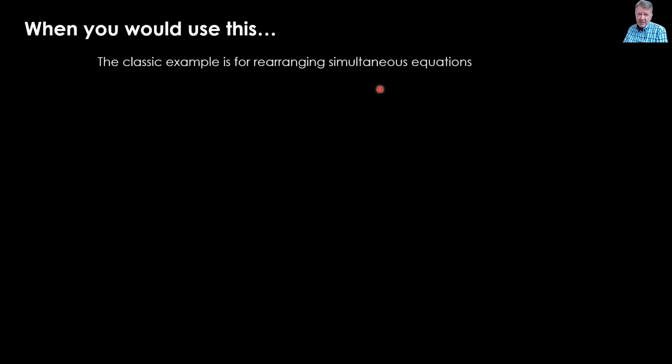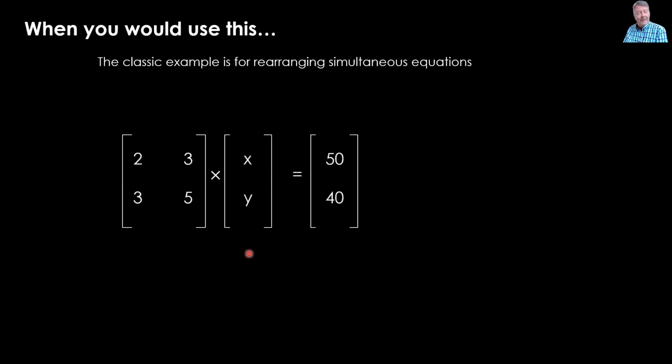Do you remember simultaneous equations? Here's one. That's a pair of simultaneous equations. A pair of equations we need to find the solutions to. If you're not sure about these on matrices, go to the Solving Simultaneous Equations video. Briefly, it is 2 times the x plus 3 times the y equals 50. That's one equation. Then we have 3x plus 5y equals 40. So there are 2 equations. We're going to solve for the x and the y, find out what they are.